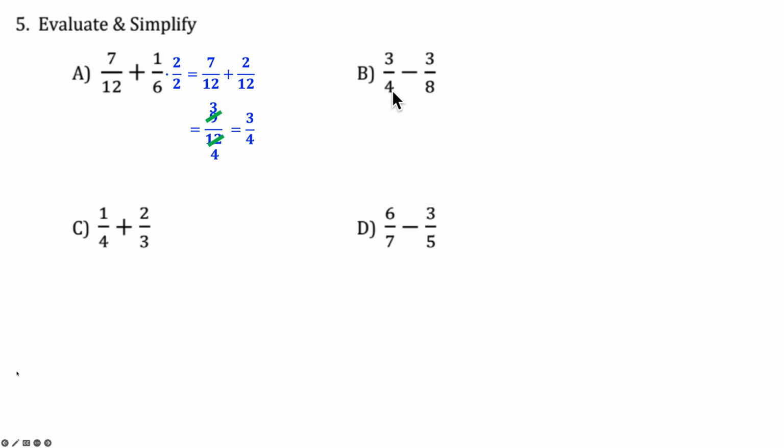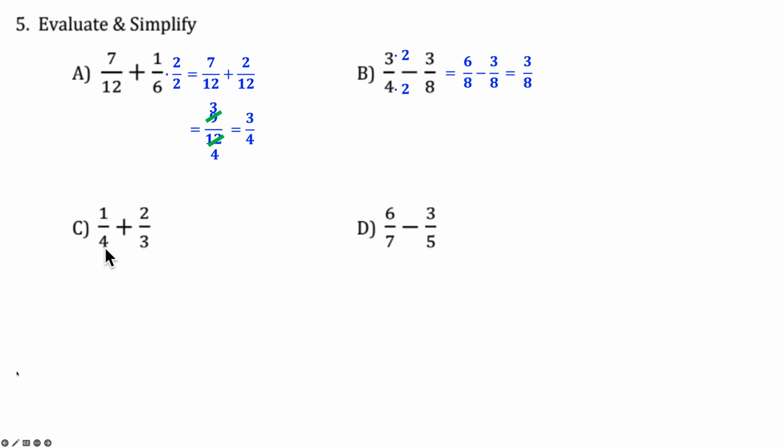For B, smaller denominator 4 goes into the 8 2 times, so we'll multiply this by 2 over 2. We get 6/8 minus 3/8. 6 is positive, so it's going to be a positive. 6 minus 3 is 3. 3/8 is my answer.